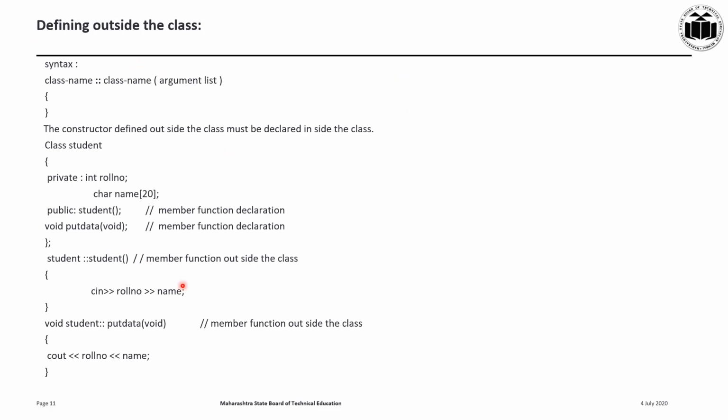Now defining it outside the class: class name, scope resolution operator, class name, argument list. Class student has int roll number and name. The student constructor will take the values of roll number and name from the user, and void putdata will display the roll number and name to the user. How do you declare it outside the class? Your student is your class name, then the scope resolution operator, and then again your constructor name.